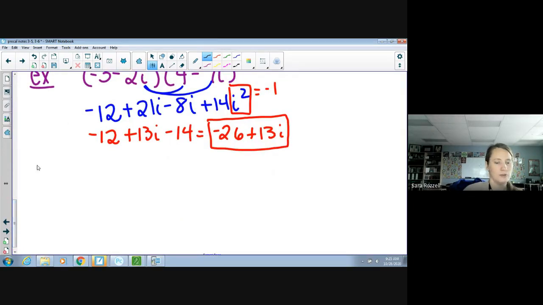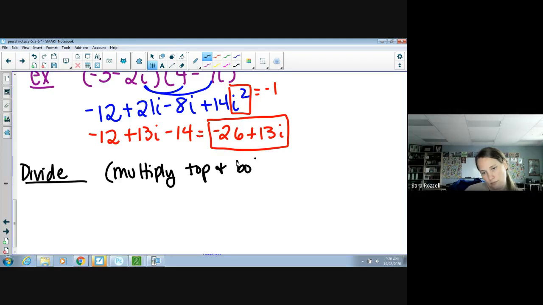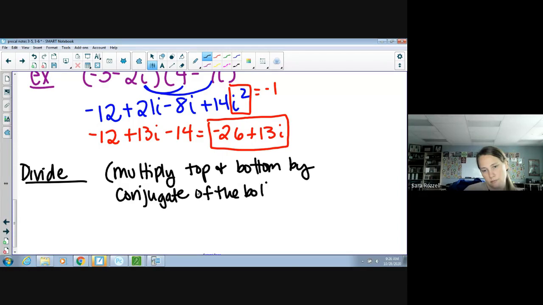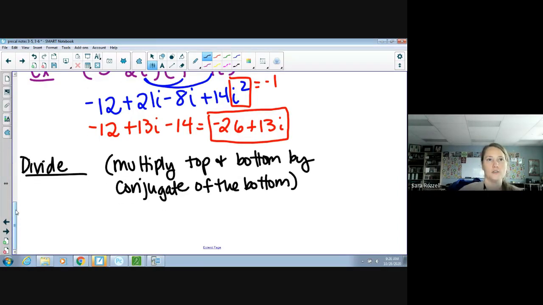Now the next thing we're going to do is divide. We're not simplifying, we're rationalizing the denominator, the same thing we would do if we had to rationalize the denominator, but instead of having square roots, we have i's in the problem. So when you're dividing, you're going to multiply the top and bottom by the conjugate of the bottom. And I'll remind you what the conjugate is when we're working this problem. So we'll multiply the top and bottom by the conjugate of the bottom.